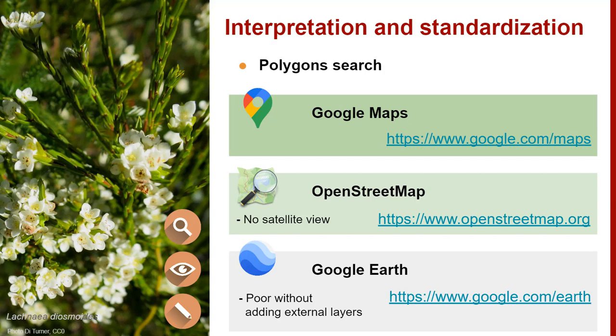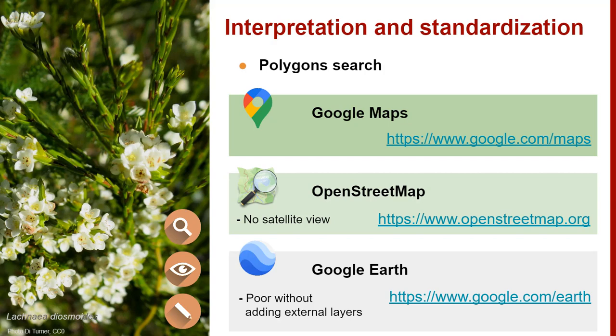We can find such polygons, for example, in Google Maps, OpenStreetMap, and Google Earth. Google Maps has the advantage of offering several distinct views, including satellite and terrain, which can help better visualize the polygons in space. OpenStreetMap does not have a satellite view, but is still a very useful tool to find polygons and polylines.